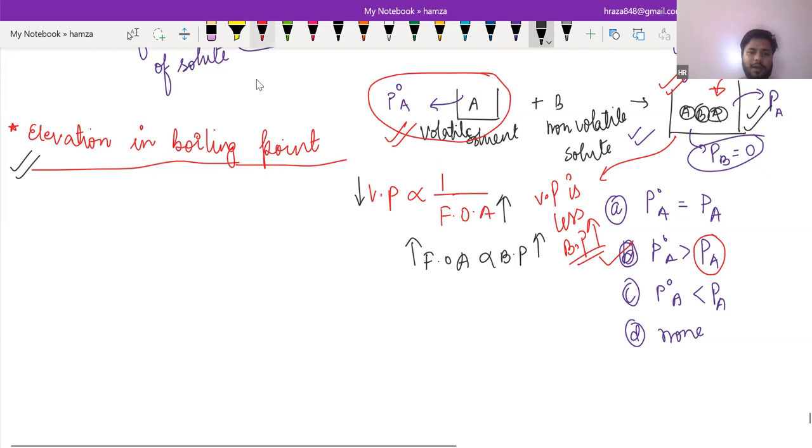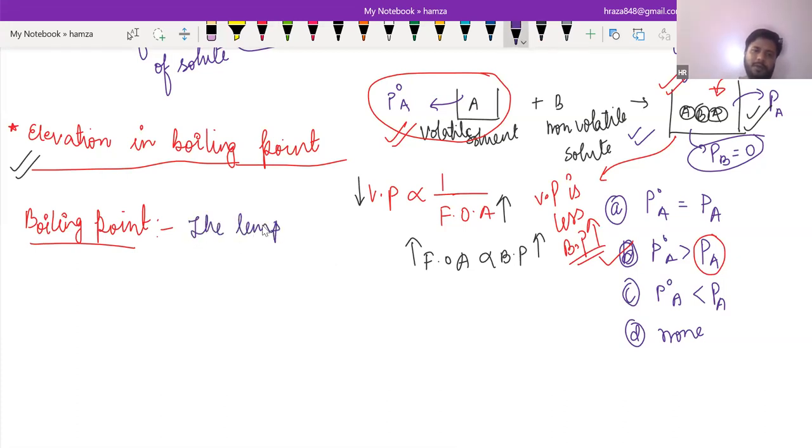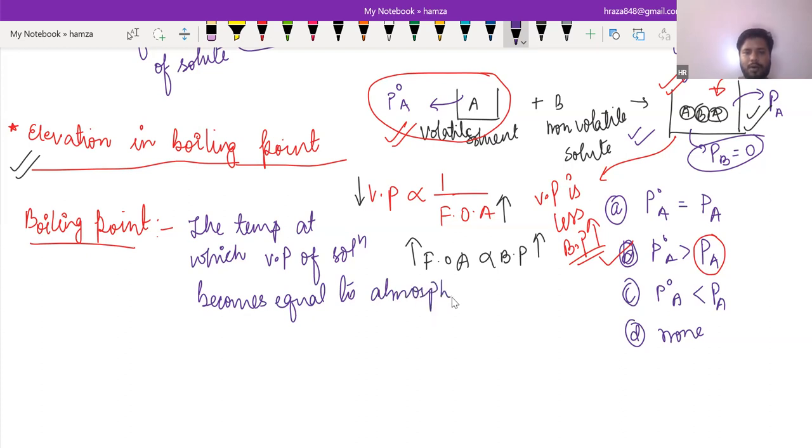So I'm going to represent a graph, and before that, I'm going to give you a definition of boiling point. What is boiling point? So please write with me. The temperature at which vapor pressure of solution becomes equal to the atmospheric pressure, that temperature is called boiling point. Please write it.